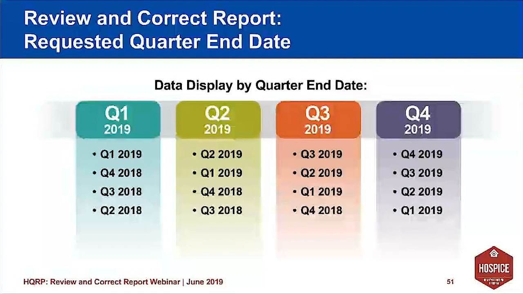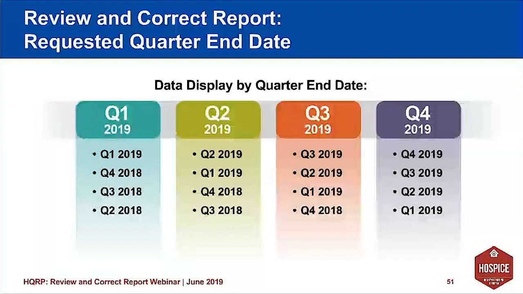Again, I just wanted to show how this works. If we look at these columns of quarters here, we can understand how the report would populate if you chose each one of these as your quarter end date. So if you chose quarter 1 of 2019, that would populate with that specific quarter and the 3 previous consecutive quarters of data. So you would end up getting quarter 2 of 2018 through quarter 1 of 2019 as the full year of data on that report.